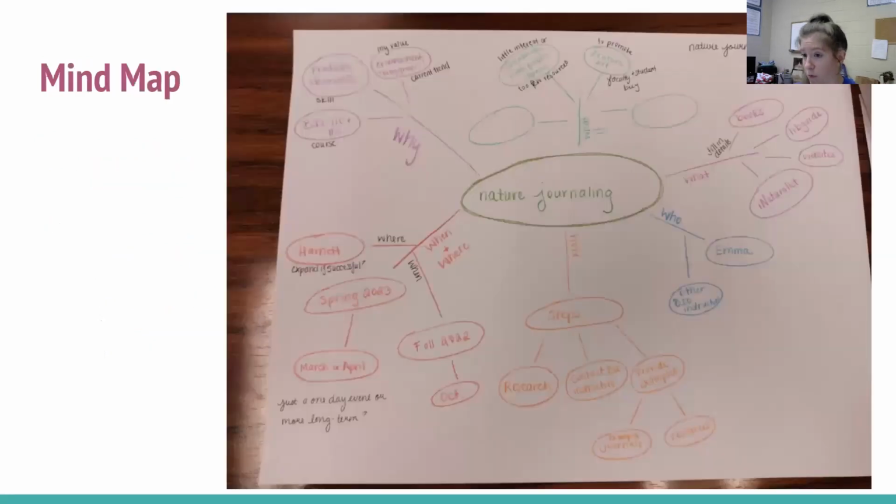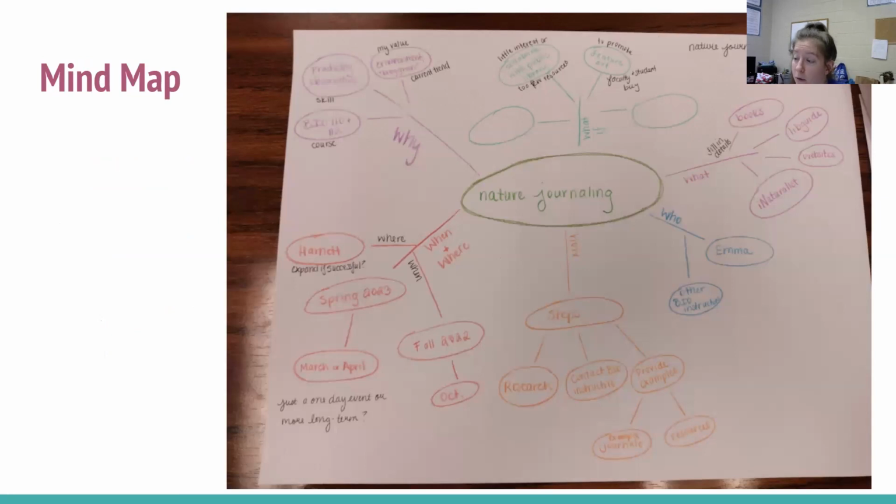So here is an example of what I mean when I say that visual literacy. So you've got your mind map. I'm sure some of you have done this before, but this is a way to plan out your program in a visually represented way.